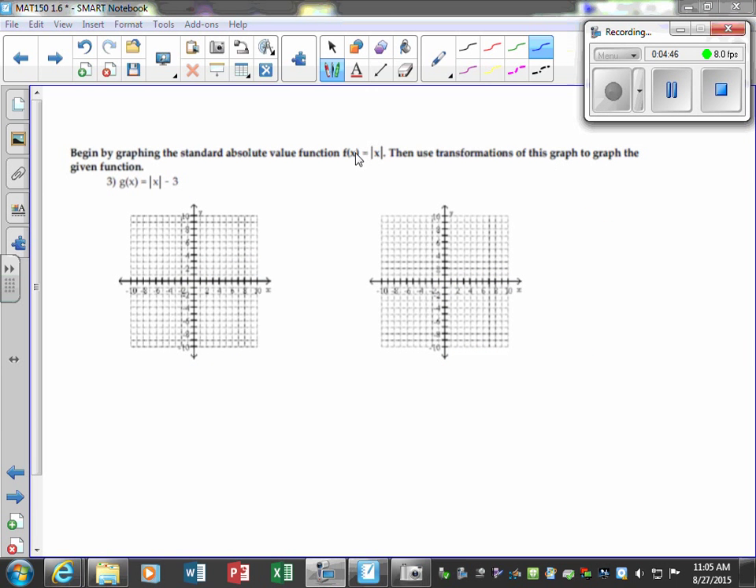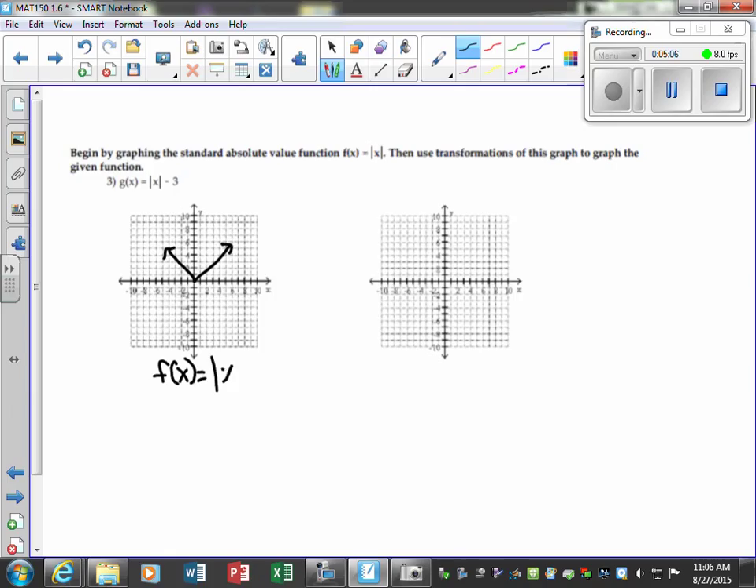In this next one, our f of x function is the absolute value of x, which, the parent function or the standard function, is like a V, and so this is our f of x, which is the absolute value of x. Okay, and we're asked to use transformations to graph g of x, which is absolute value of x minus 3. So what do you think this minus 3 would mean?